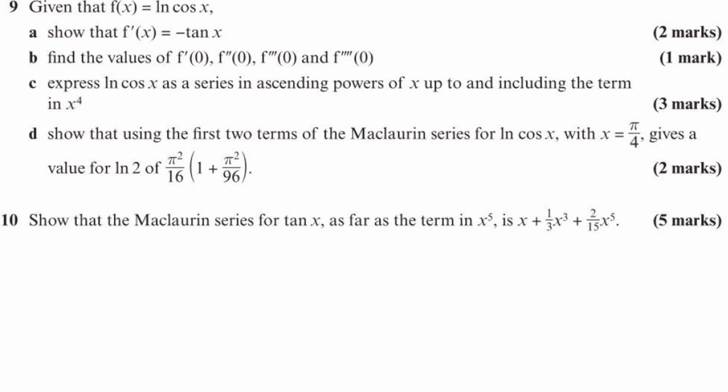And for number 10, they haven't broken it down for you. They've just said, show that the Maclaurin series for tan is such and such. You're going to have to differentiate a bunch of times, sub in 0 to each one, and apply the formula.